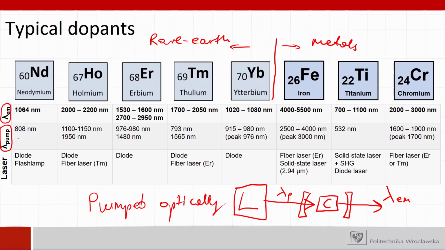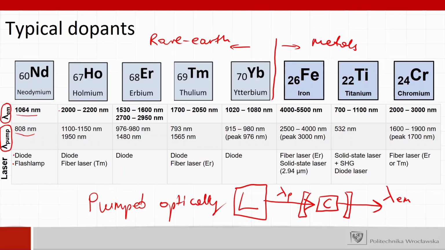So when we excite our crystal with the wavelength of 808 nanometers, we will have emission at the wavelength of 1064 nanometers. And for that, we can use either a diode laser, a semiconductor laser, or we can also use a flash lamp that can deliver this wavelength.